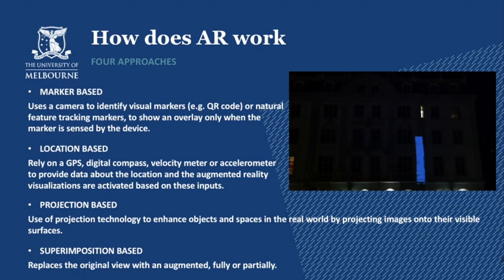The second approach is called location-based. It relies on a GPS, digital compass, velocity meter, or accelerometer to provide data about the location, and augmented reality visualizations are activated based on these inputs. Actually, it is also known as markerless AR. This kind of technology is often used for mapping directions, finding nearby services, and other location-based services.